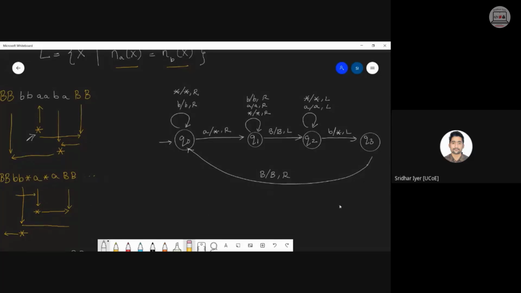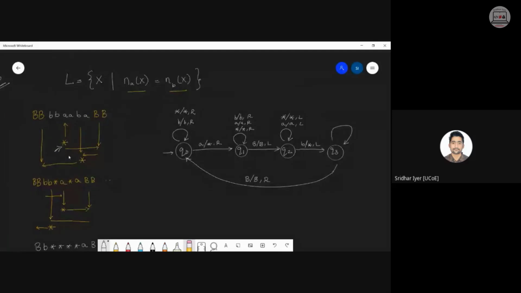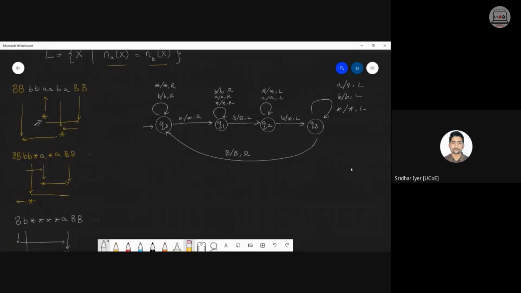Okay, this is done. What will come here in Q3? Can anyone tell me? What we are doing is, in the comeback state, while moving to the left, there might be any possible combinations of A, B, or star. So we will bypass every single character: A, L; B, B, L; star, star, L. Okay. And when we reach this blank symbol, this entire state is complete.